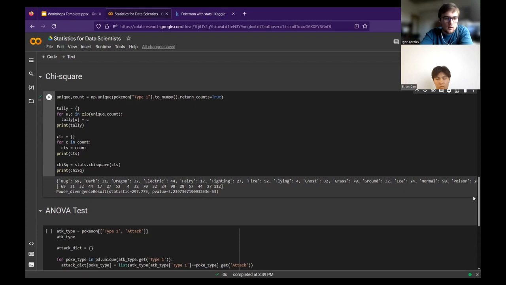And now I'm looping through, I created another list, and we're going to basically just extract all the counts for each type. And I've printed out the counts below on the second line as well. And then I simply just use the stats library to run a one-way chi-square test on this list of counts in the second line.